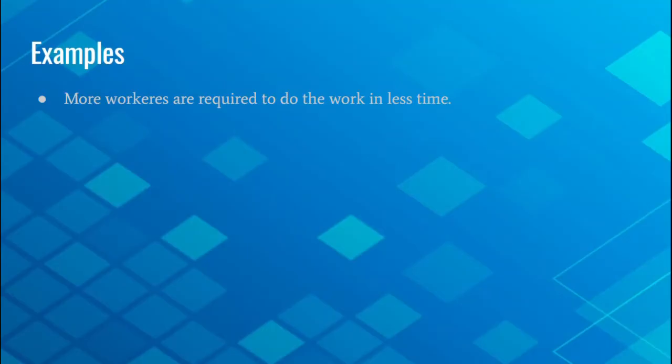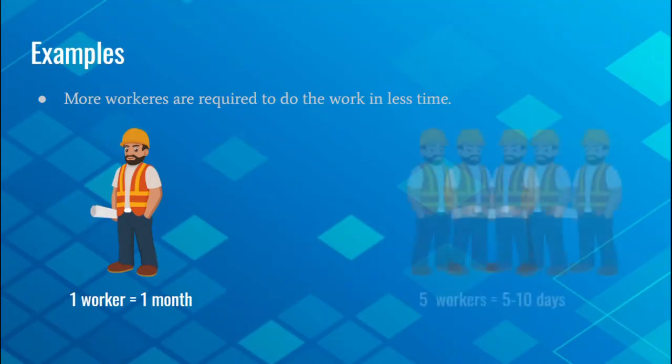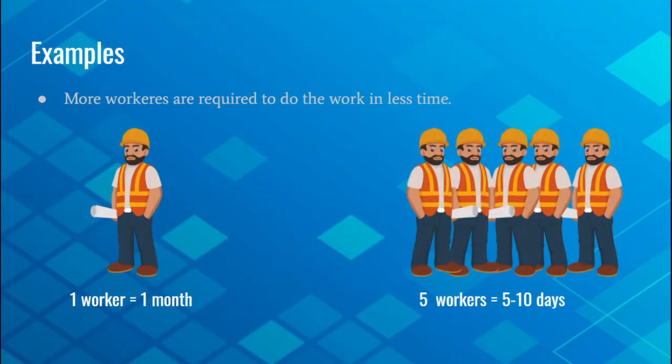Now let's see some different examples. More workers are required to do the work in less time. If I say one worker is to build a building or to build a floor, the one worker will build the floor or the lift. Let's say lift. One worker will build the lift in 1 month. And if I say 5 workers build the lift, they will just take 5 to 10 days. Why? Because the more the workers, the more the work is done in less time.